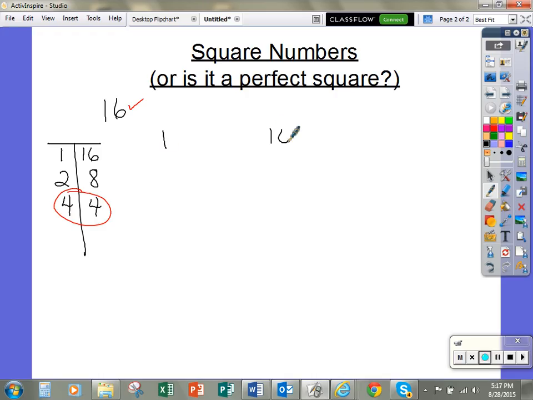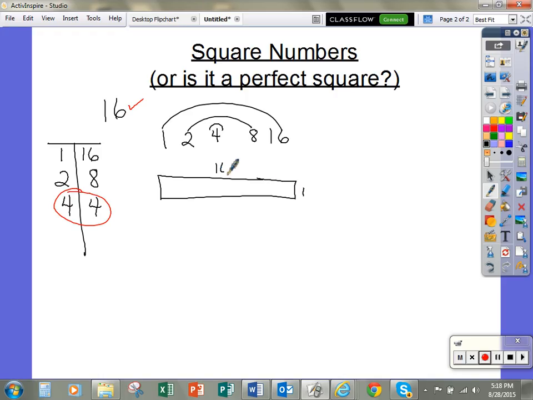1 and 16, 2 and 8. We don't put both 4s down, so we just show that 4 is times itself. That's what makes it a perfect square. You could also show this with the area models. 1 by 16, and this would be half the length and twice as wide. 8 and 2. And then if we were drawing to scale, this would be a perfect square because it is 4 by 4.